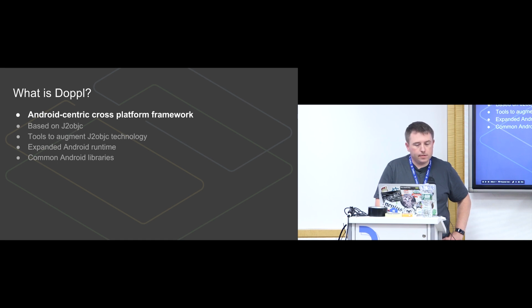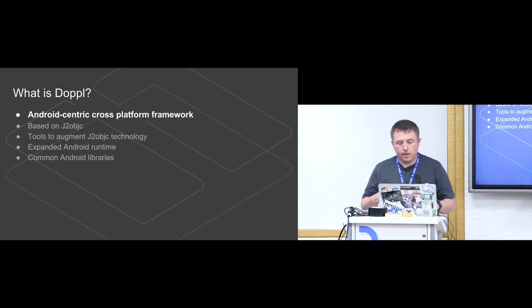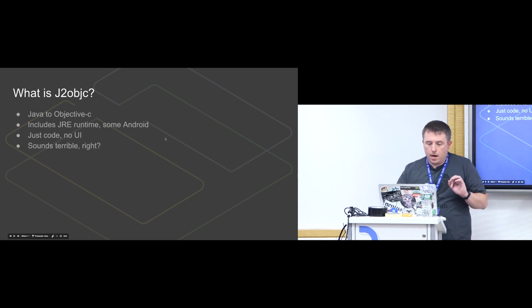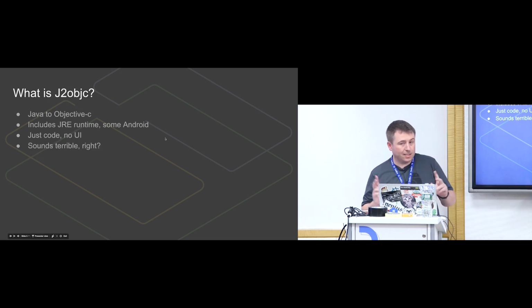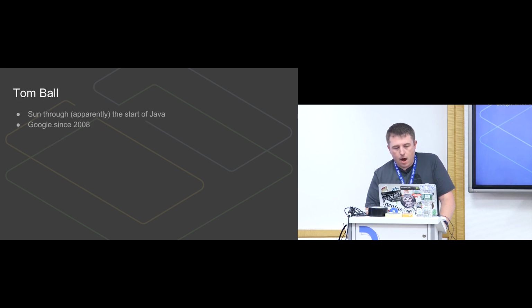And it is tools basically to augment J2objc and then an expanded Android runtime and common Android libraries. Java to Objective-C includes a JRE runtime and some Android, but when I say some, I mean very little. Like TextUtils and a few other things, but a bunch of stuff is not in there. It's just code and not UI, which I think we believe is kind of where you should be. Trying to do a shared UI is usually disgusting, or at least not ideal. But converting Java to Objective-C always sounds horrible, right? And that's what we thought when we first tried it, and we didn't look at it for a long time.